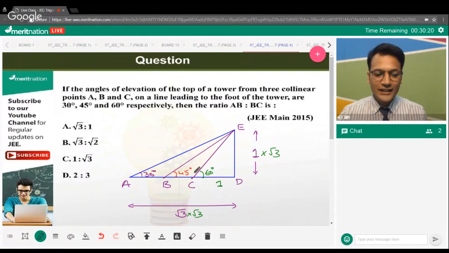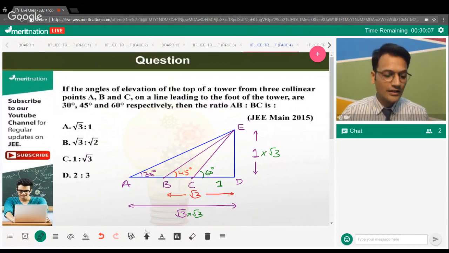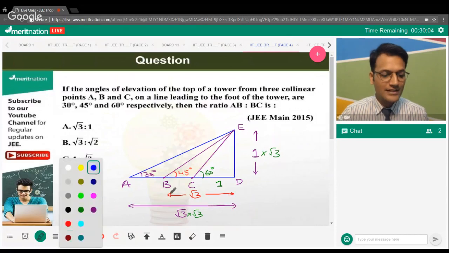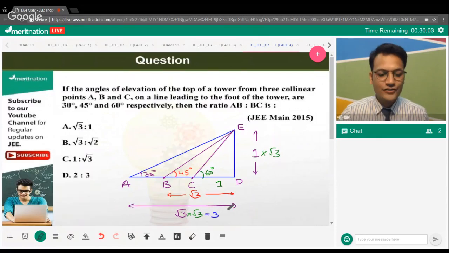Now, if this is 45 and ED is root 3, then BD will have the same ratio. It will also have root 3. This ratio will also be root 3. So now I hope everyone is clear. I've just written the ratios. These are just the ratios.